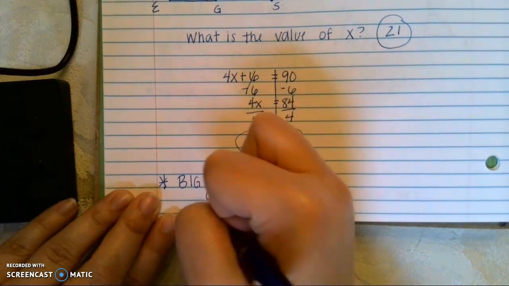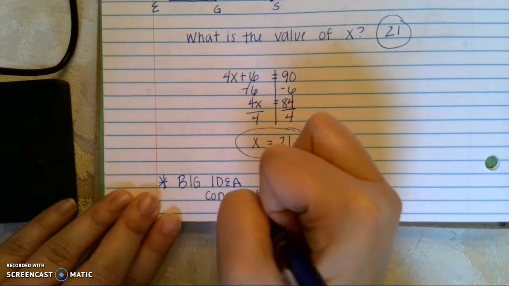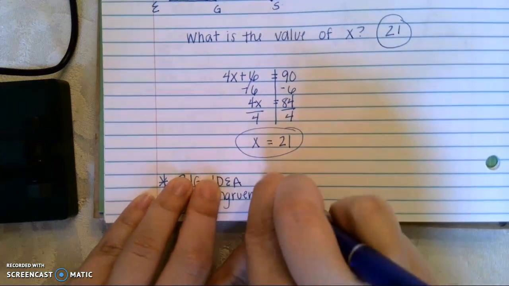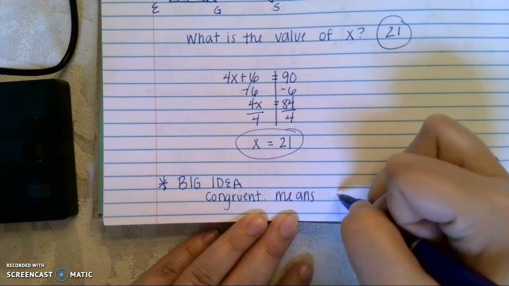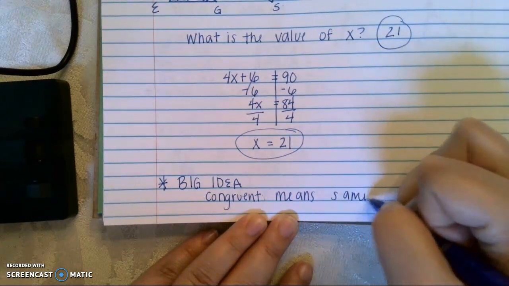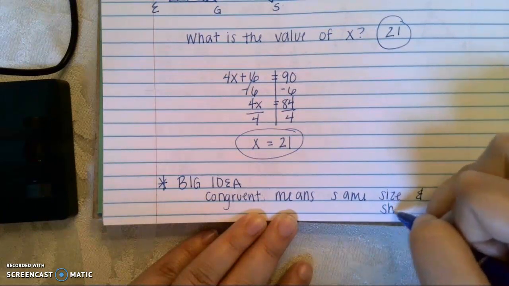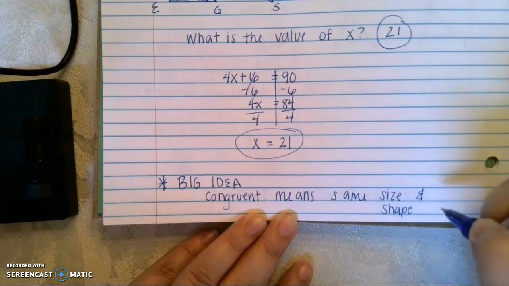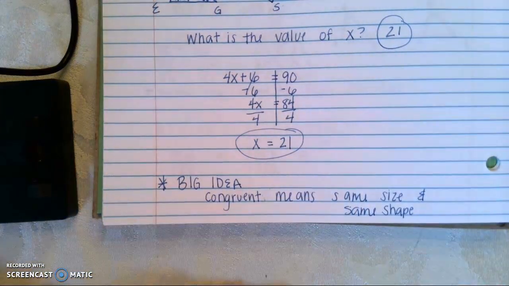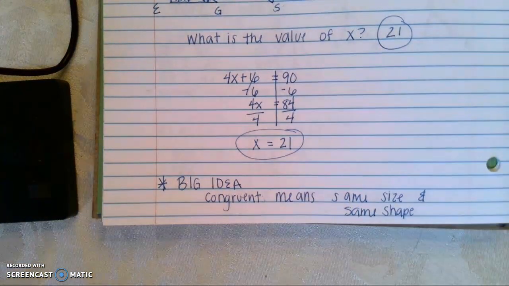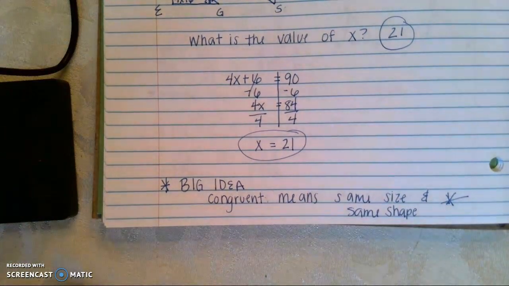is that congruent means same size and same shape. Congruent. Same size and same shape. Okay? That's your big idea. That's the big thing that I want you to remember from this lesson.